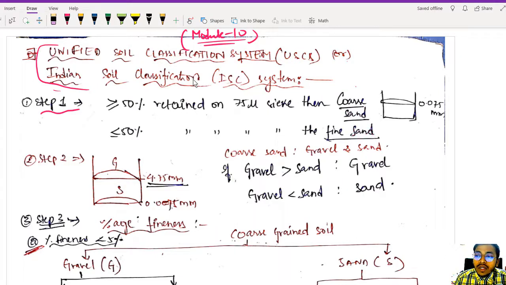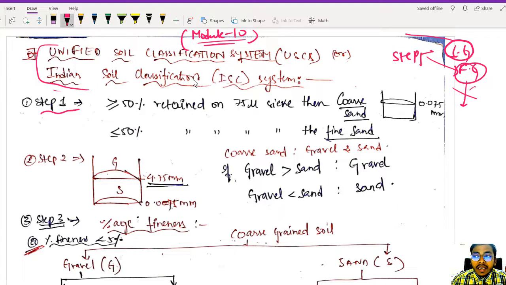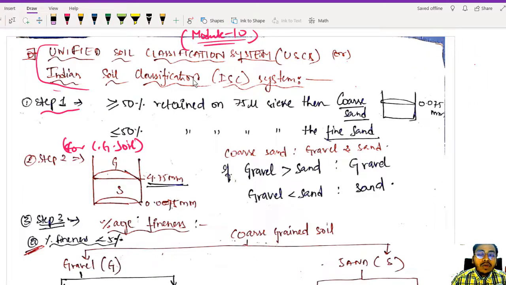Once we get coarse grain soil or fine grain soil, we have completely different methods to classify further. So from step 1 we have classified coarse grain and fine grain. Now we have different classification for coarse grain and different classification for fine grain. We will see fine grain later, first we will see coarse grain. From step 2, note this down clearly. This is for coarse grain soil only. If it is fine grain, there is no need to do this step at all.